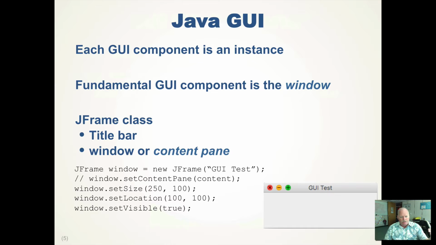So we have a bunch of functionality where we can create the window, set its title, set its size, how big we really want it to initially be. JFrames are resizable, so the user can drag it and resize it. Set the location, where we want it to appear on the computer screen itself, and then finally we say setVisible to true, so it actually gets rendered onto the screen.